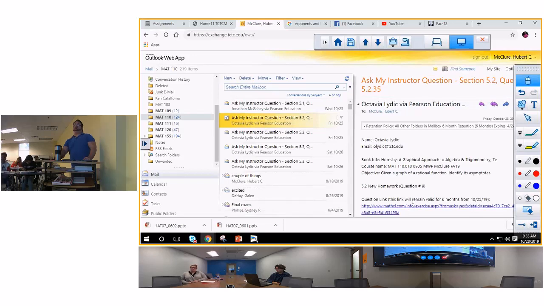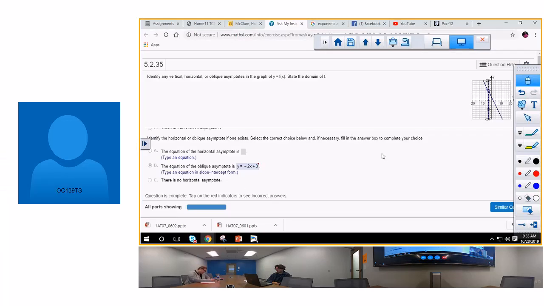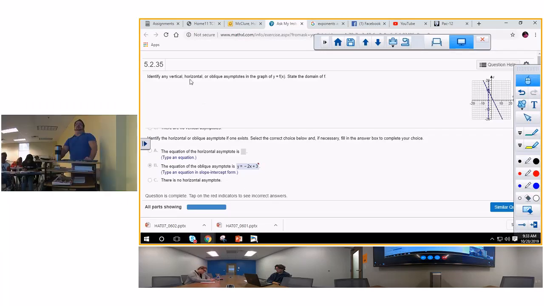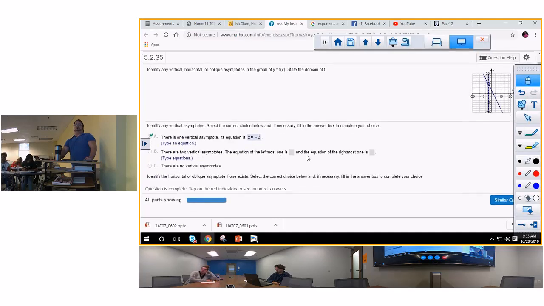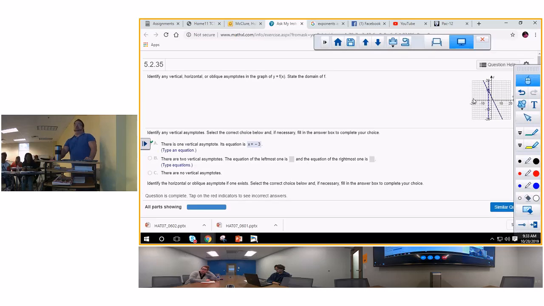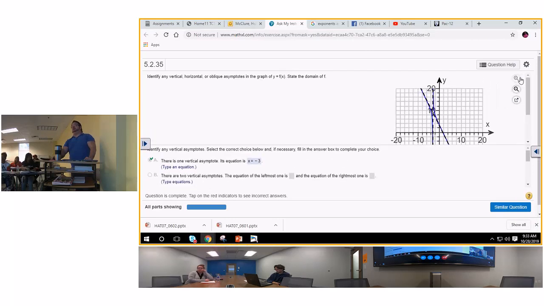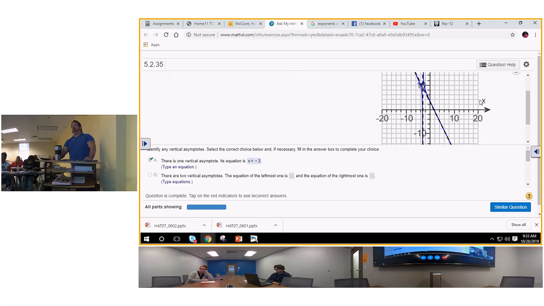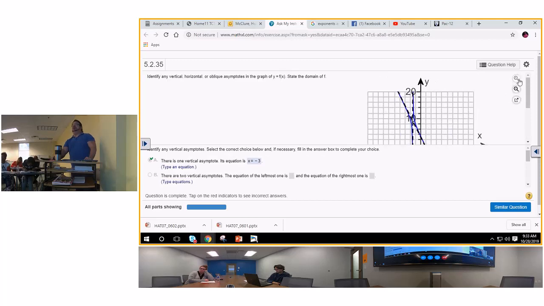Next, 5.2, number 9. Identify any vertical, horizontal, or oblique asymptotes of the graph. Well, where's the graph? Okay, this is the graph. First of all, we've got to blow it up because you can't understand it the way it's written. Because I'm trying to find, they could do a whole lot better here.